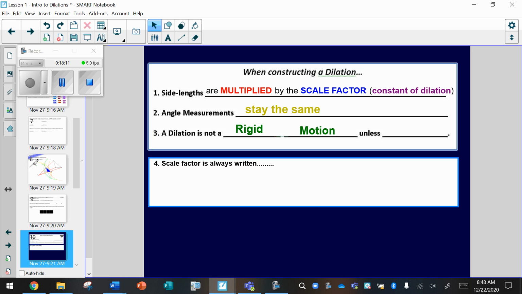If you remember back in Unit 2, rigid motions, the rotation, translation, and reflection, those are called rigid motions because they preserve distance. A dilation does not preserve distance unless the scale factor is 1. And whenever we write the scale factor, we always do the image length divided by the pre-image length. Always image divided by pre-image. New length divided by original length will give us the scale factor. It'll tell us how many times larger our shape became, or it'll give us the fraction, decimal, or ratio for how our shape got smaller.